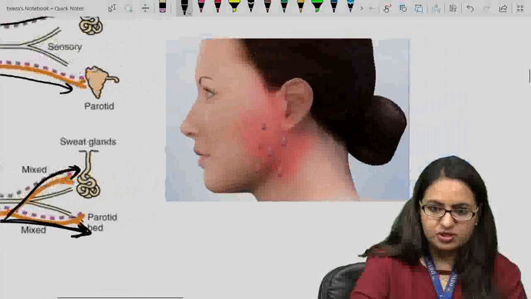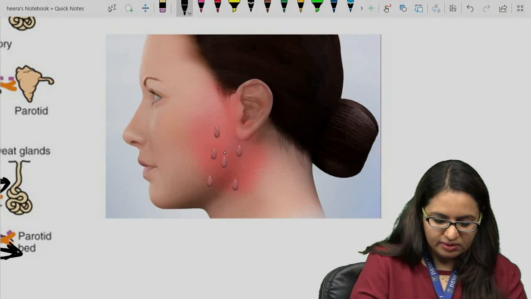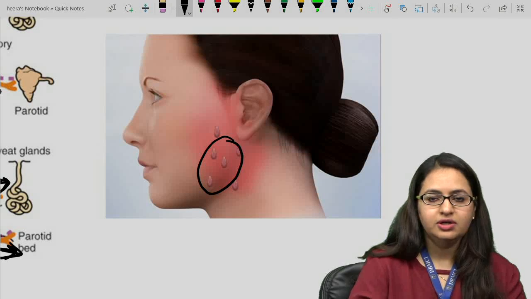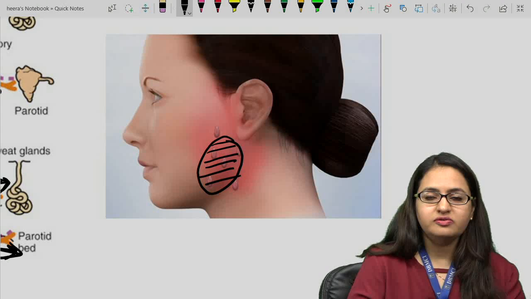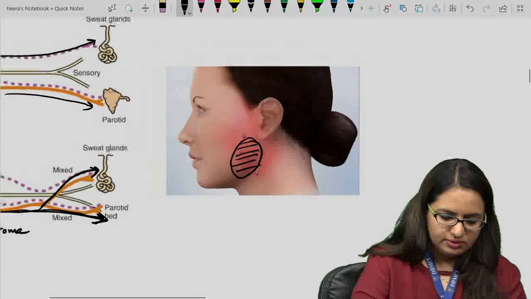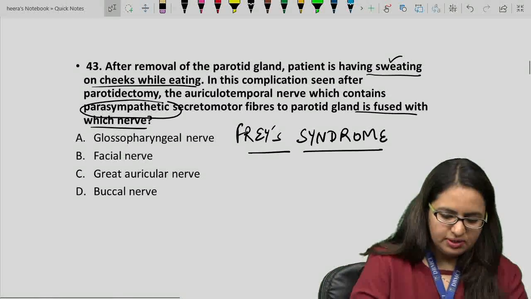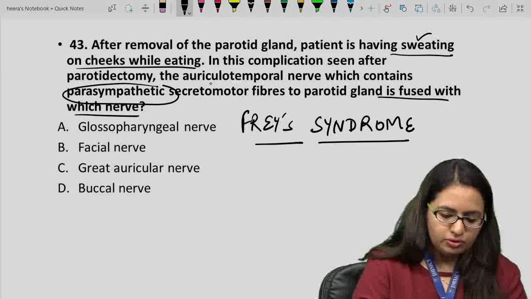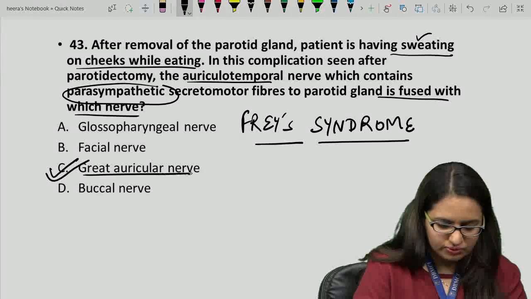So if you see this picture over here, the great auricular nerve is supplying the skin around the angle of mandible. In this area sweating is observed, along with flushing. So if we come back to the question, the auriculotemporal nerve fuses with the great auricular nerve, and the answer for this question is C.